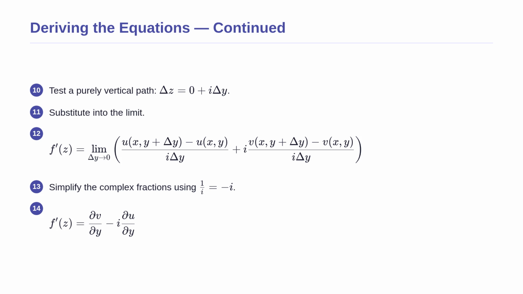Notice that the denominator now contains the imaginary unit i. We group the u terms and the v terms into separate fractions. To simplify, remember that dividing by i is mathematically identical to multiplying by negative i. In the second term, the i in the numerator and denominator perfectly cancel out. Rearranging the terms to put the real part first, we get our second expression for the derivative, calculated from the vertical path.